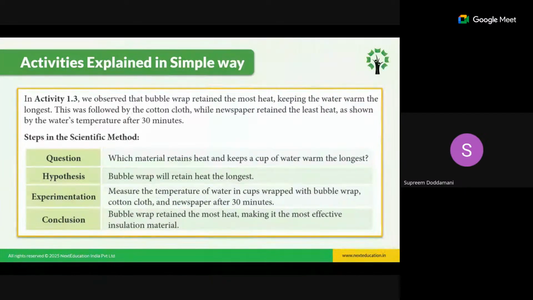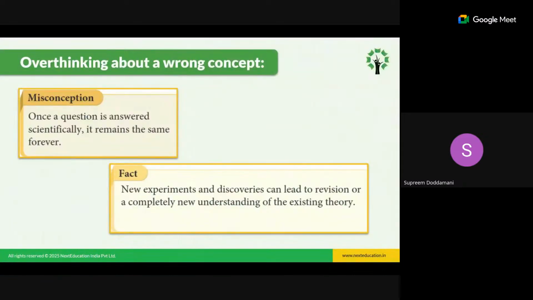Okay. The next one, overthinking about a wrong concept. Now, when we have cognitive overloading, in the beginning I explained to you about intrinsic overload, that is low intrinsic and high intrinsic. It falls under that. So when we give them so many concepts, they will get confused and they will misunderstand the concept. So that type of concepts are there.